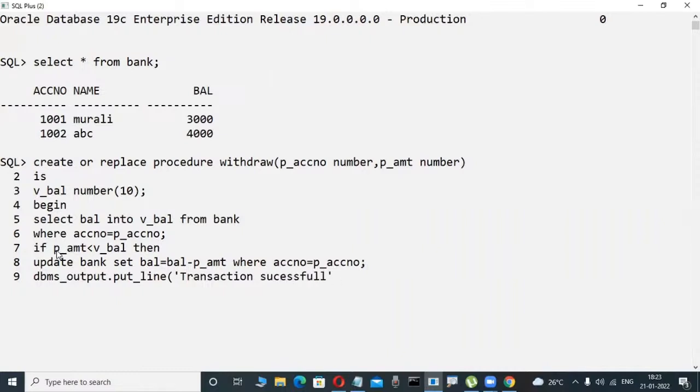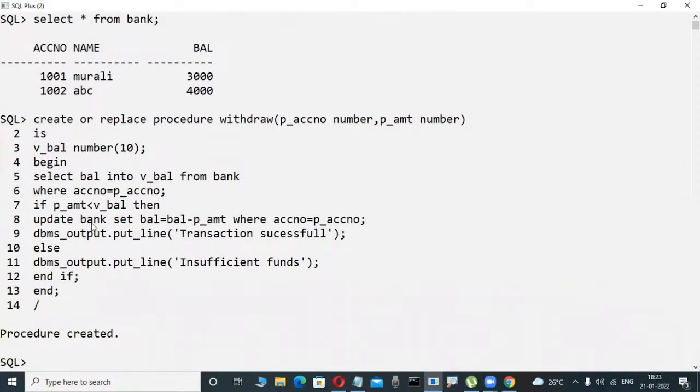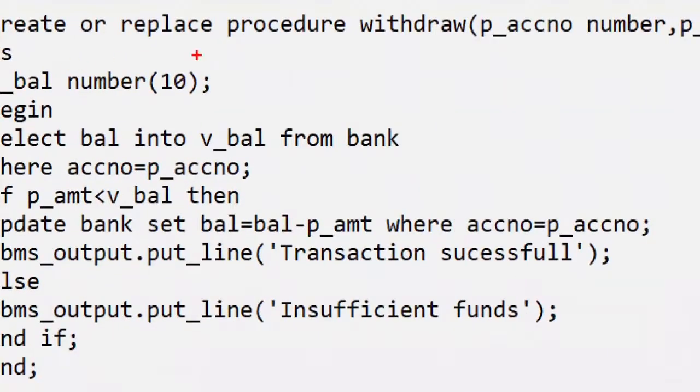Don't worry about this one, just observe it here. Else, simple coding. Now check it out. Else, insufficient funds. Okay, some coding is there. This is not difficult coding. Take it easy. Now check it out. Someone is writing a procedure, for example. This is called, observe it here, some coding I'm writing. This is not difficult coding, very easy coding.